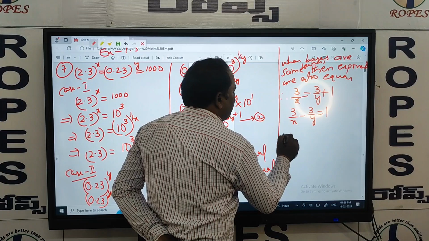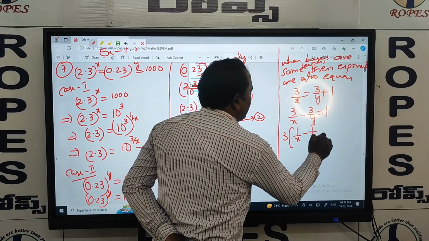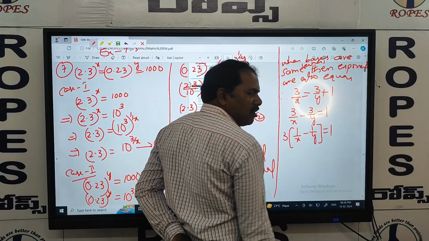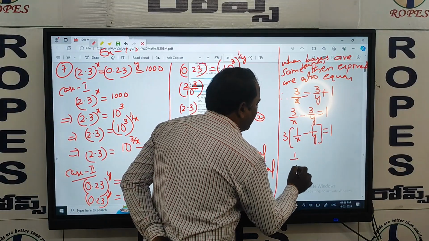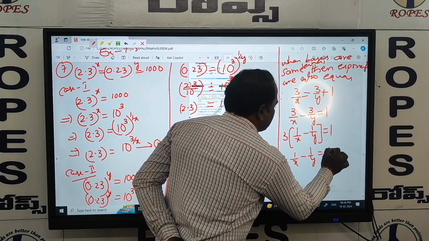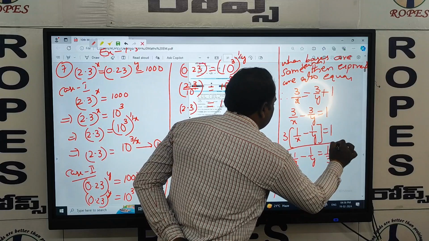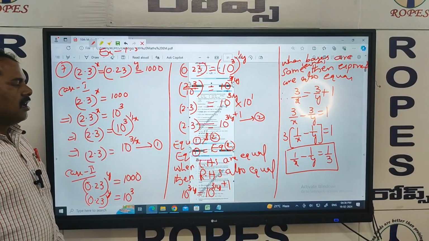Now take 3 common from both terms: 3 into (1/x - 1/y) = 1. Here, multiplied by 3, if it goes to the RHS, it will be divided. So 1/x - 1/y = 1/3. So this is the value of 1/x - 1/y.